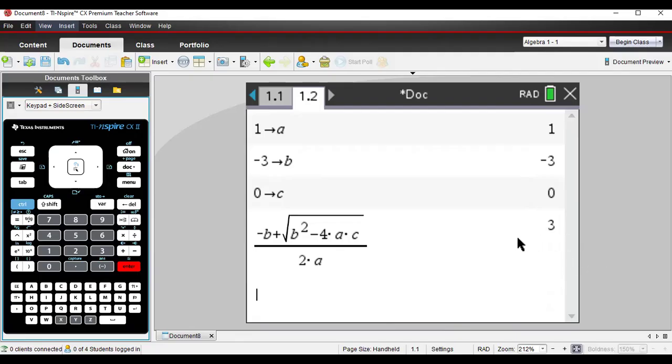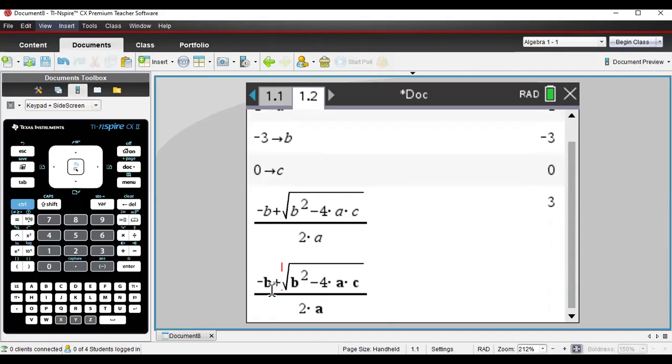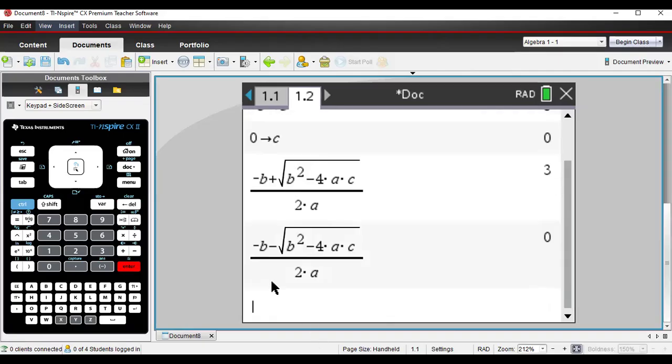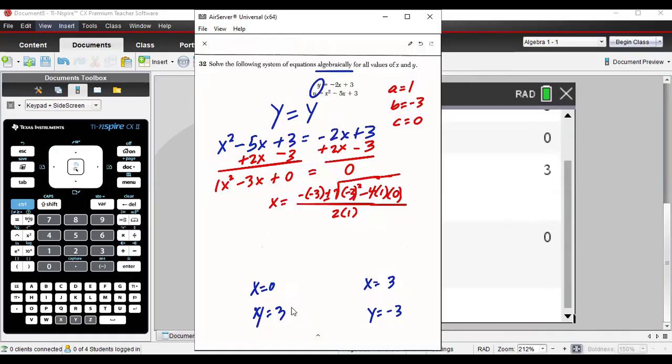We knew the right-hand one was going to be +3. And now all I do is copy this and change the plus to a minus, and my second one is 0. So those are my two x values. That's what I would put here. Well, I've already put them there because I've already graphed it. So x is 0, x equals 3.